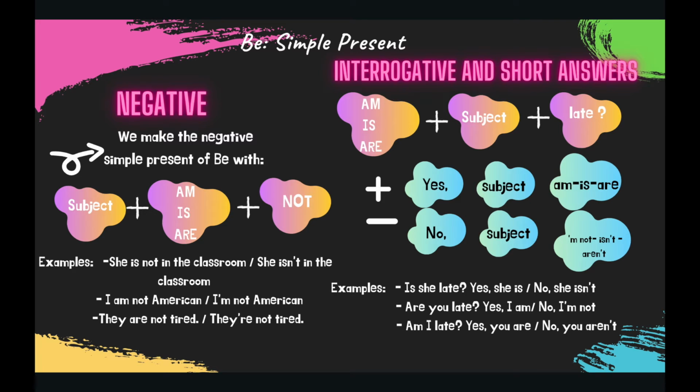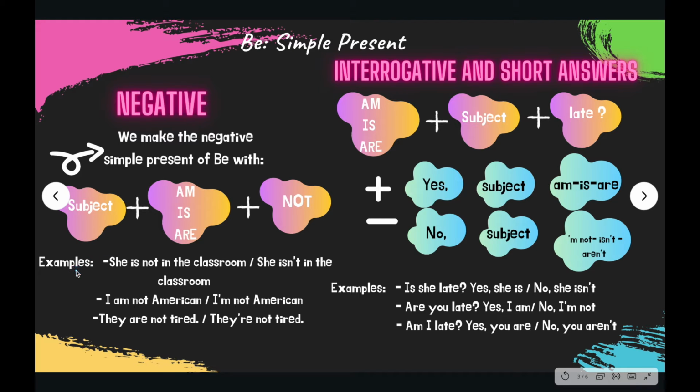In this opportunity, you're going to learn how to make the negation for those sentences, and for that we're going to focus here. We make the negative simple present of be with the subjects I, you, he, she, it, we, they, with the words am, is, and are, and of course the word that represents the negation, not. For example, I could say that I am not Portuguese because I am Chilean, okay?